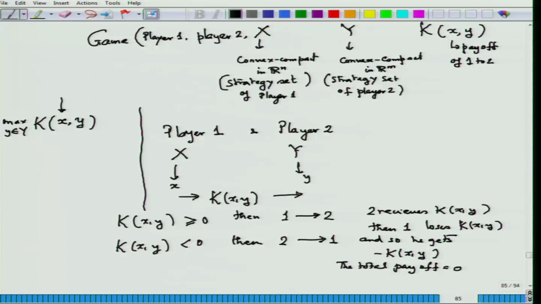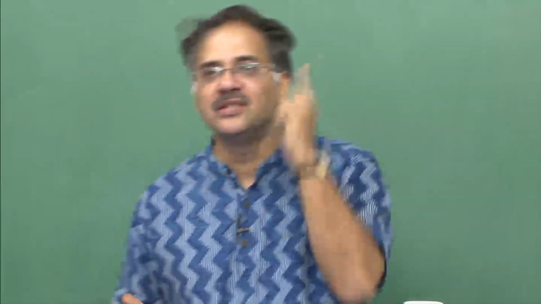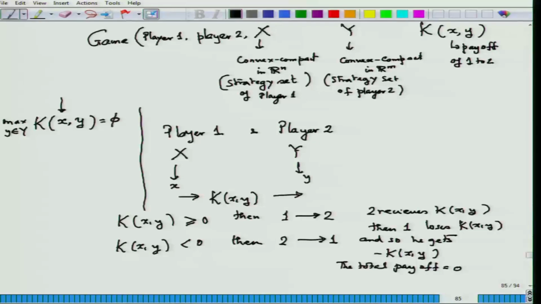Now, what is his aim? He wants to play such a strategy x which will minimize this loss, minimize the maximum loss. So, this being maximized over y, it is a function of x, because as you change the x, the value of the maximum value will change. So, what player 1 intends to do is to minimize this function phi.